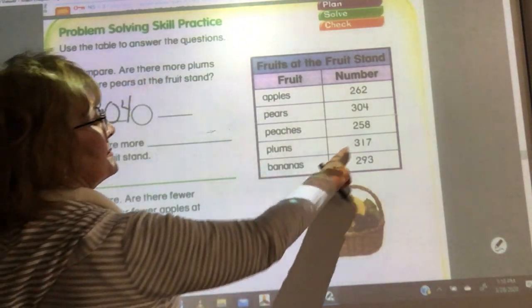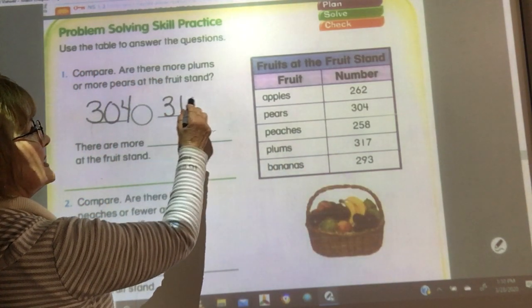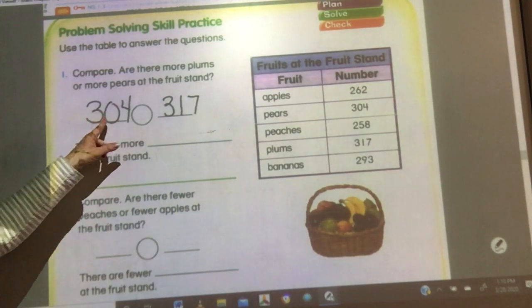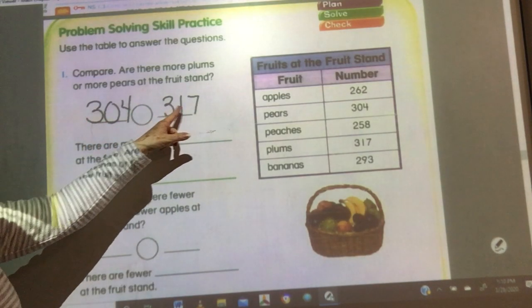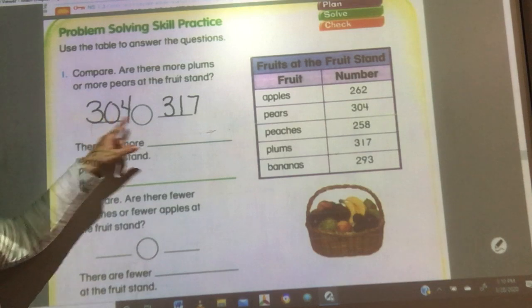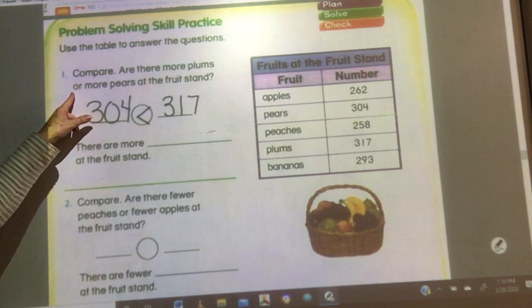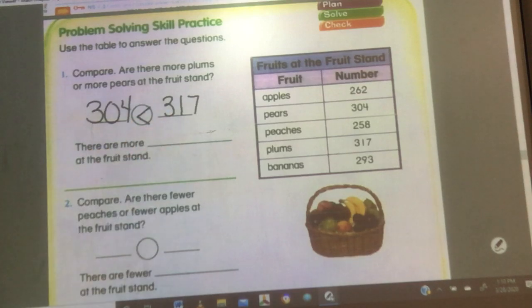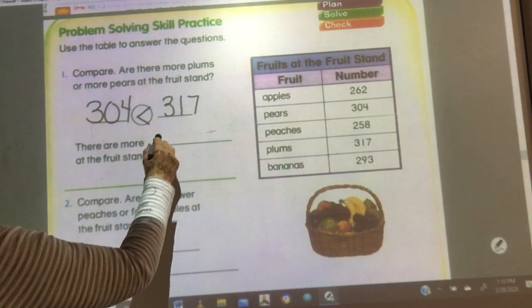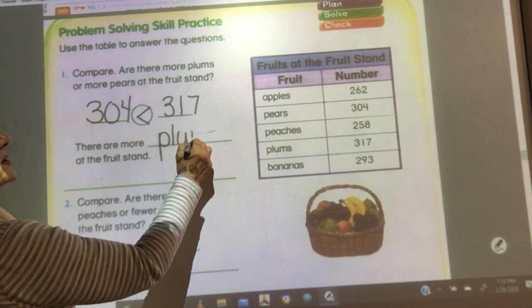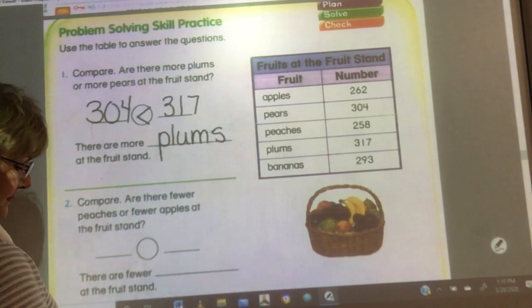Plums, 317. What are we going to say? 304 is less or greater than 317? Looks like it would be less. So which one had more? 317. So that's why you want to write plums. Okay?